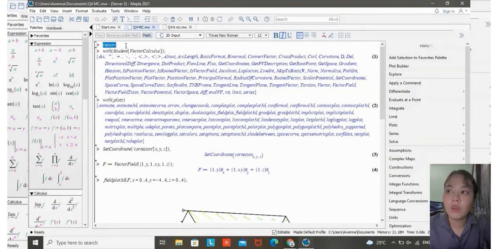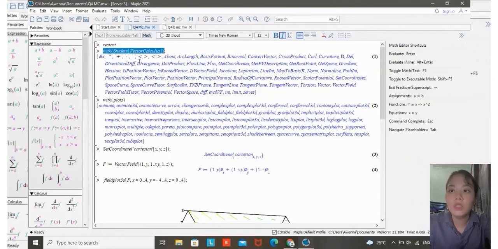And the next function that I have used is with student vector calculus, which is a vector calculus package where we will be using one of its commands or functions, which is divergence, also get coordinates. And the next function that we'll be using is with plots, where we want to command the program to show the 3D drawing for the calculations.